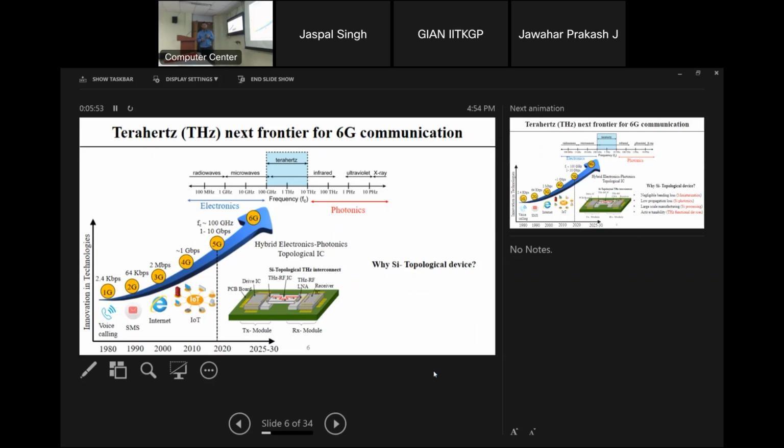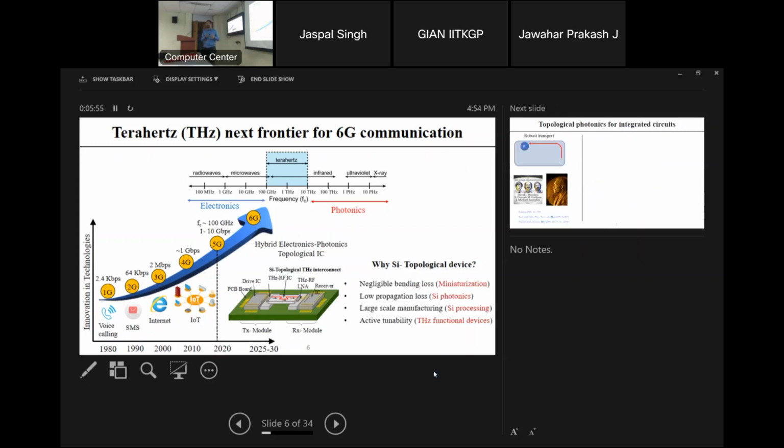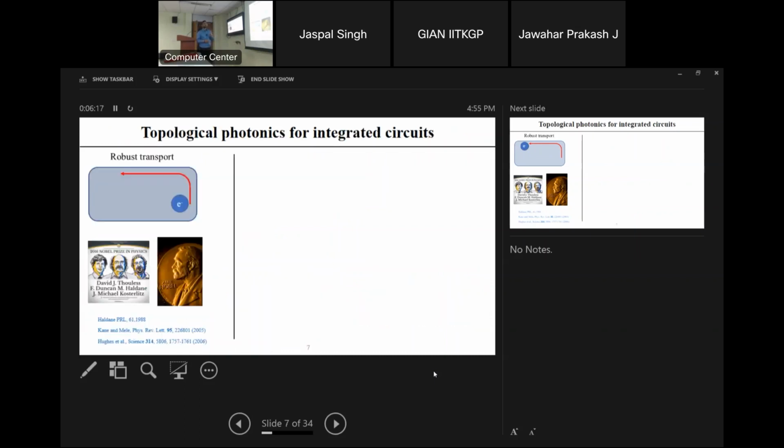Why silicon? Because we don't want to disrupt the existing technology. For example, silicon has low propagation loss, which provides large-scale manufacturing with CMOS-based devices. And what we are offering is negligible bending loss, which provides miniaturization, helping the devices to be smaller and smaller, and active tunability, which provides the functionality.